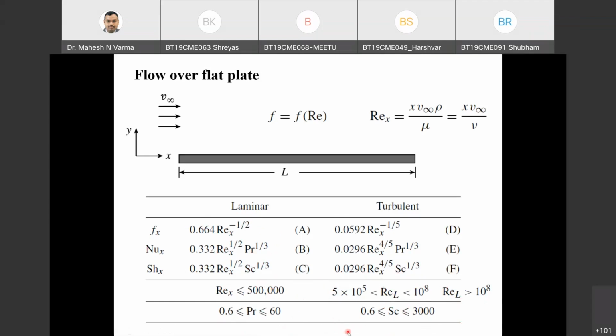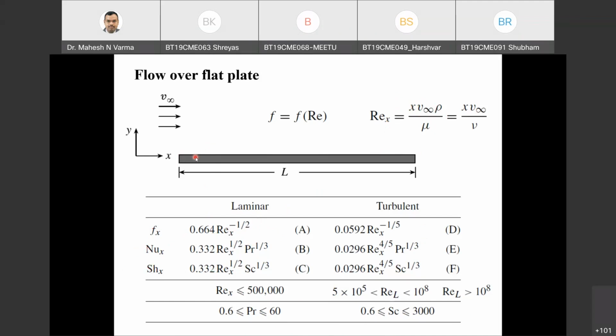And most of the time I'm not interested in the local value of friction factor, local value of Nusselt number, or local value of Sherwood number. So how to get an average value? It will be averaged over this length, because this is a function of length, this is also a function of length. Here you can see Rex, x is a function of length. Everything is a function of length.